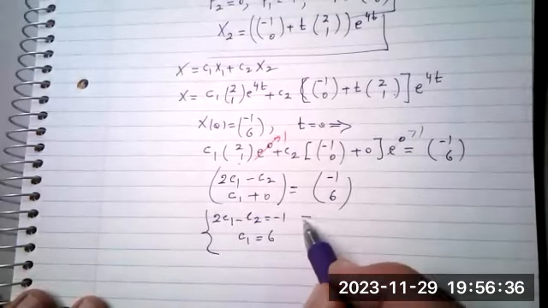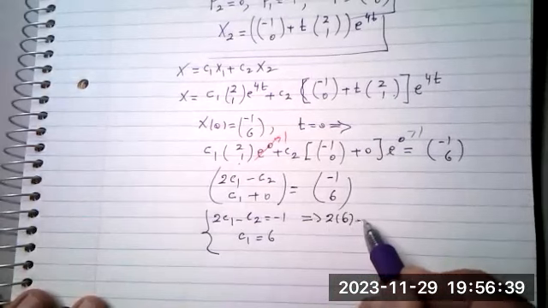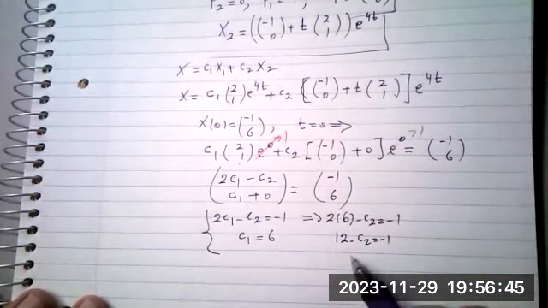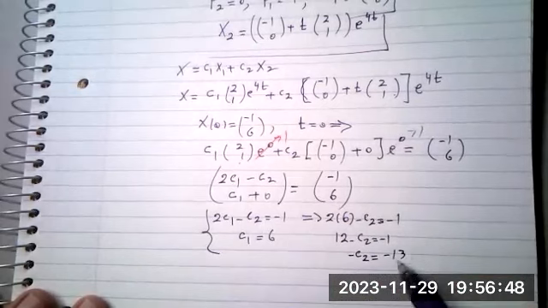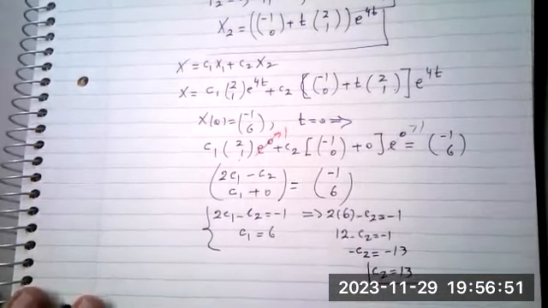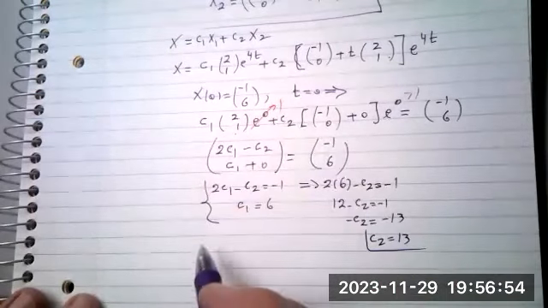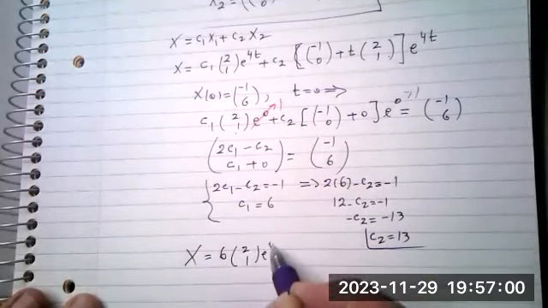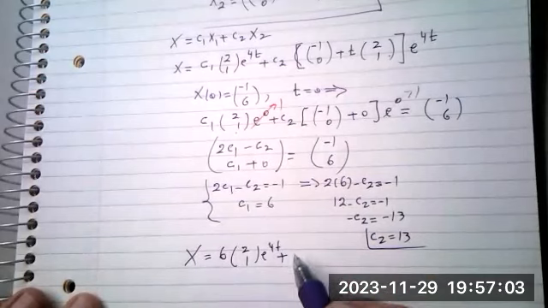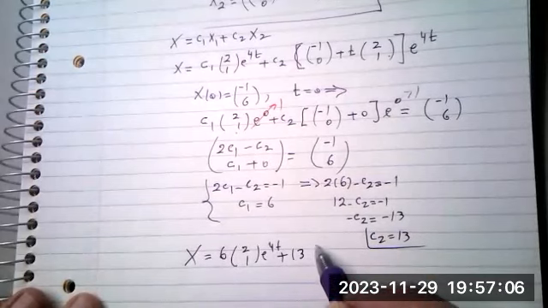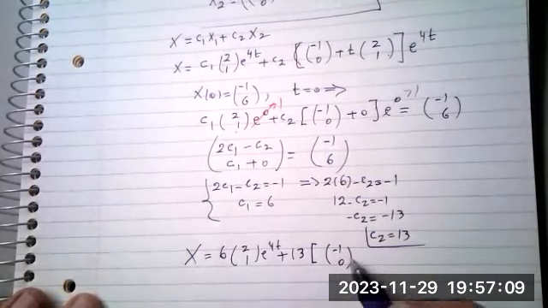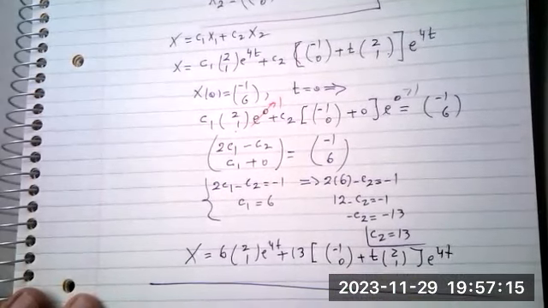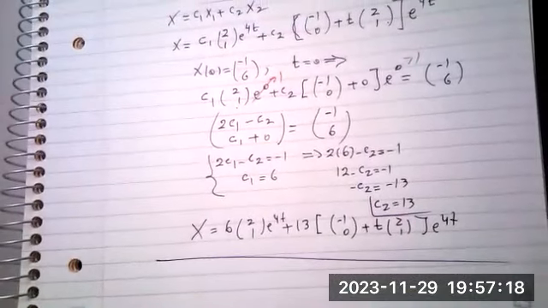Substituting in the first one, it's 2 times 6 minus C2 equal to negative 1. So 12 minus C2 equal to negative 1. Negative C2 equals negative 13, so C2 would be 13. Now go back and rewrite it. X is equal to C1, which is 6, times 2, 1 e to the 4t, plus C2, 13, times negative 1, 0 plus t times 2, 1 e to the 4t. That gives you the particular solution for the initial condition that we have.